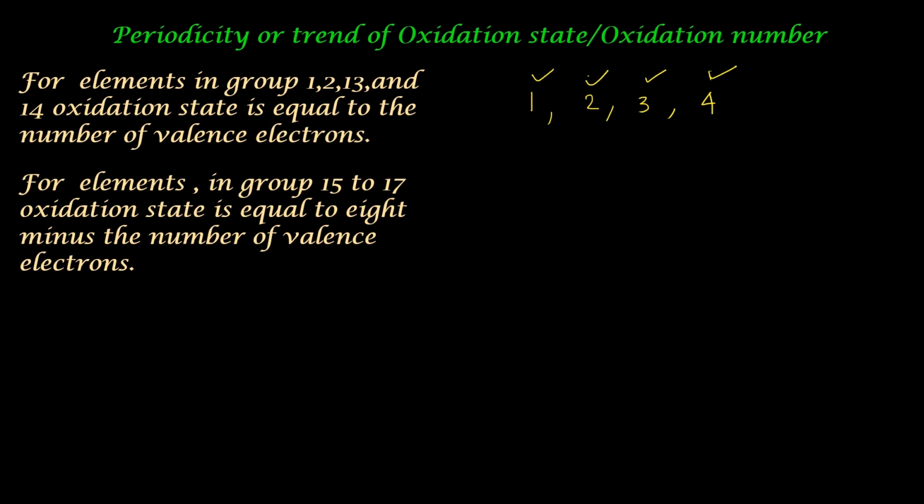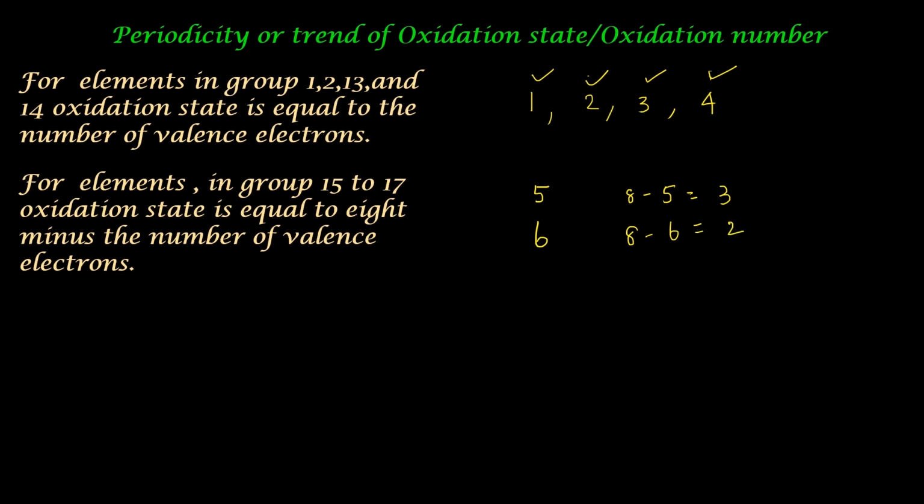Valence electrons for the 15th group is equal to 5, for the 16th group it is 6, and for the 17th group it is 7. As the valence electrons for group 15 is equal to 5, its oxidation state will be 8 minus 5 equal to 3. Similarly, for the 16th group, the valence electrons is equal to 6. Therefore, its oxidation state will be 8 minus 6 equal to 2.